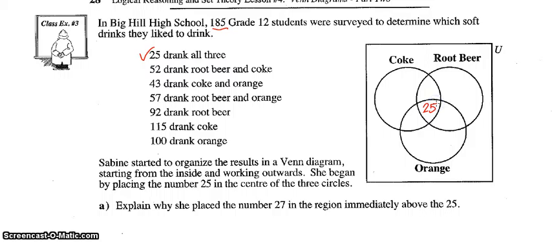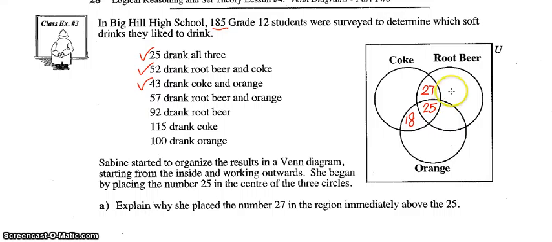All right. 52 drink root beer and Coke. Okay, root beer and Coke, 52. Well, I don't put it here because the 25 is also included as part of the 52. They also drink root beer and Coke. It didn't say not orange, so you assume it's collectively, right? So 52 minus 25 is 27. It's right here. So 27 and 25 all together is 52. 43 drink Coke and orange. So same thinking. 43 minus 25, so you have 18, right? So it adds up to be 43.